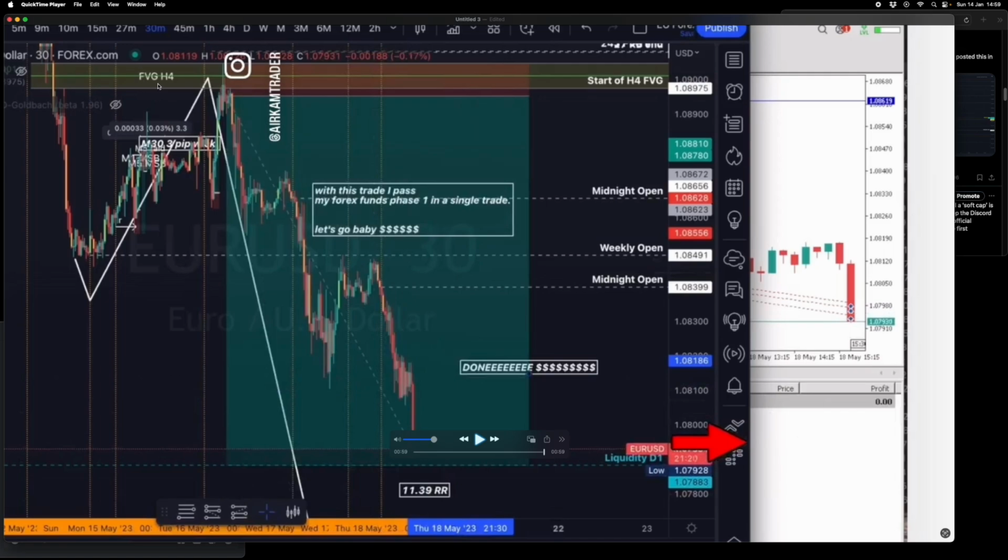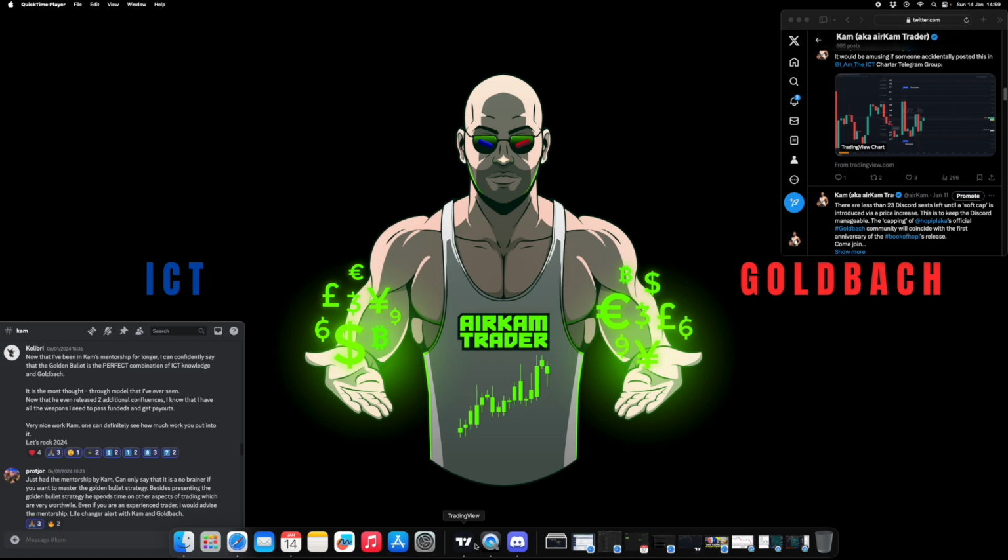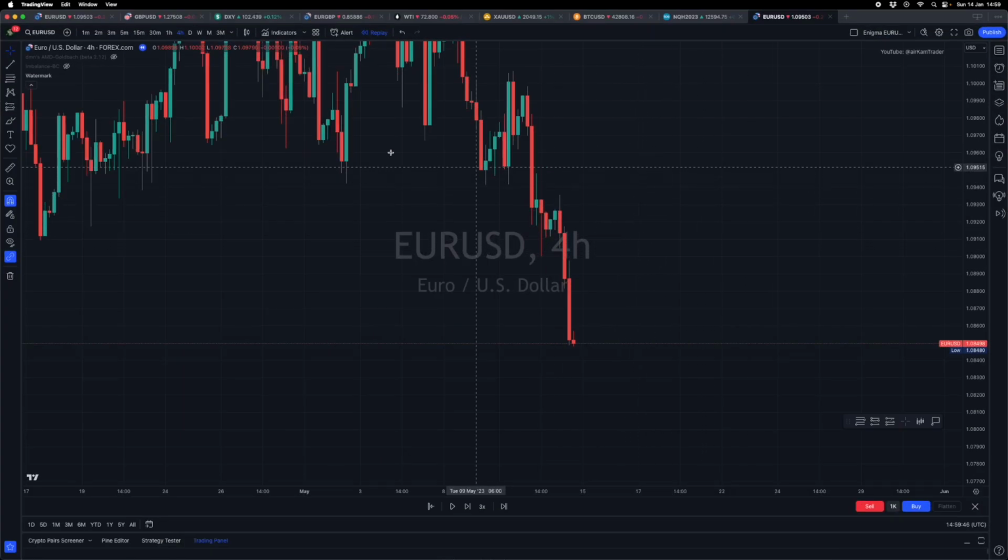Now, looking at the charts, this was a 4-hour fair value gap, and I was tapped into the trade around the 16th of May 2023. So let me break down this analysis and prove to you that the OTE is nothing more than a Goldbach concept. Now here's the chart. This is Euro USD. I've run time back to the 12th of May on the 4-hour time frame.